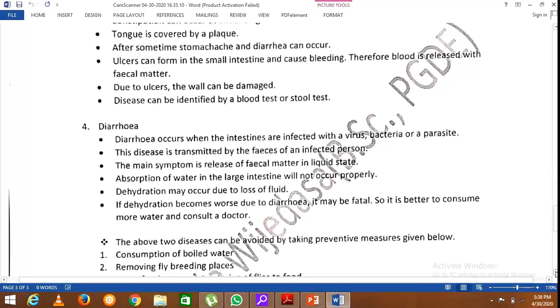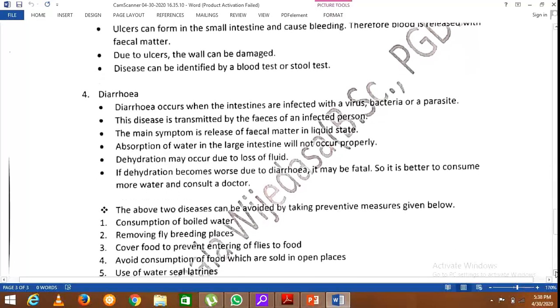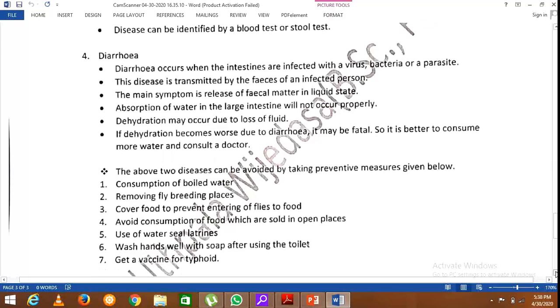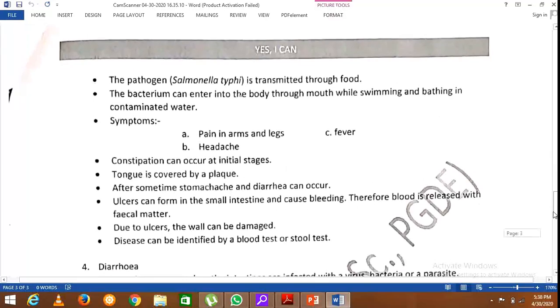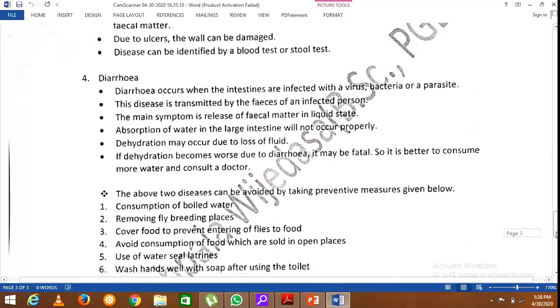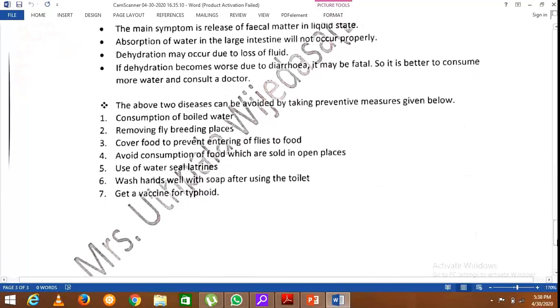Then the above two diseases can be avoided by taking the preventive measures given below. Above two means diarrhea and typhoid. These are the preventive measures: consumption of boiled water, removing fly breeding places. That means we should avoid the contamination of this food by these flies and other insects.